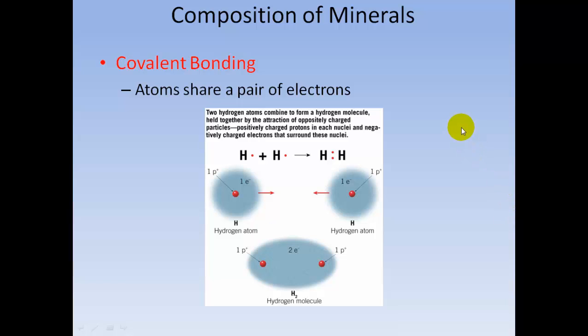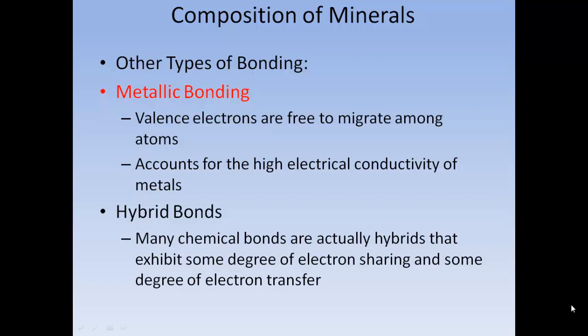Okay, covalent bonds. Atoms share a pair of electrons. As these 2 hydrogen atoms get closer and closer to each other, their outermost valence shell electrons start to be shared between them. This covalent bonding is a little bit stronger than ionic bonding. Now metallic bonding.